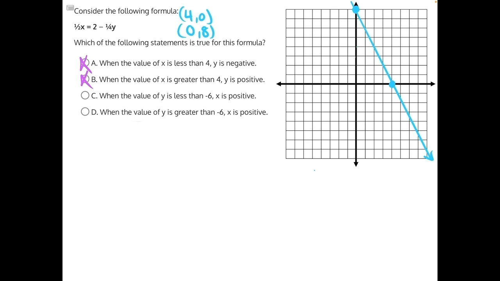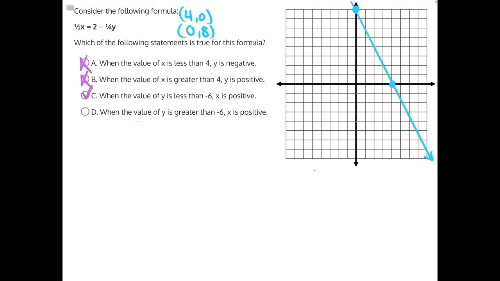C says when the value of y is less than -6, -6 would be 1, 2, 3, 4, 5, 6 down here, and that will correlate with about this point on the graph here. When it is less than -6, which is going in the negative direction on the y-axis, x is positive. And this is true, for this part of the graph is extending into positive infinity as far as the x-axis is concerned. It will always stay on the right-hand side of the y-axis and always stay positive. So that means answer choice C is our correct answer.